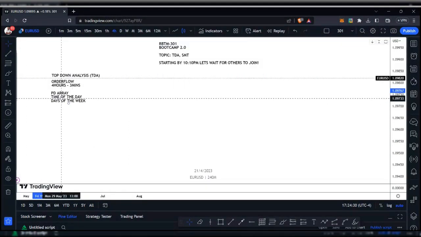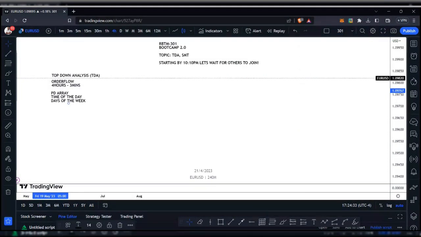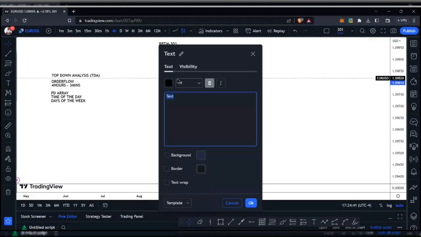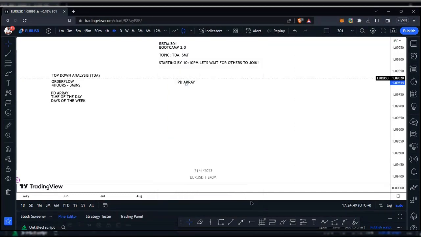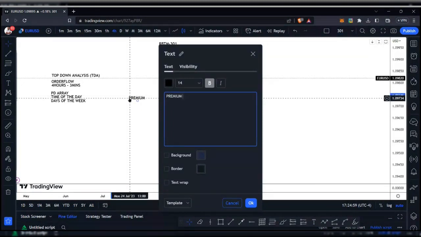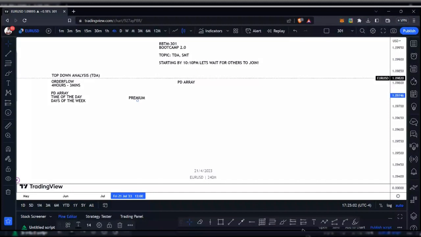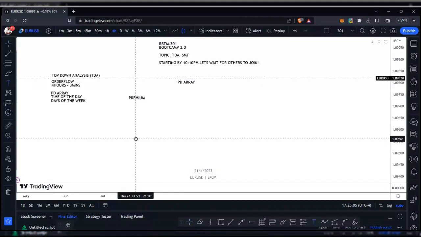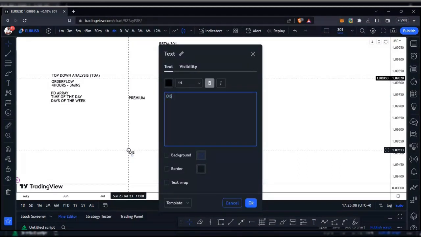You get the idea. So remember, just follow me, all right? You get what I'm trying to do. When we look at PD array, let me bring out PD array to this place. And remember, I said PD array is basically what? Premium and discount. So let's put here premium. Did I get that right? Premium, yeah. And discount. Premium and discount.